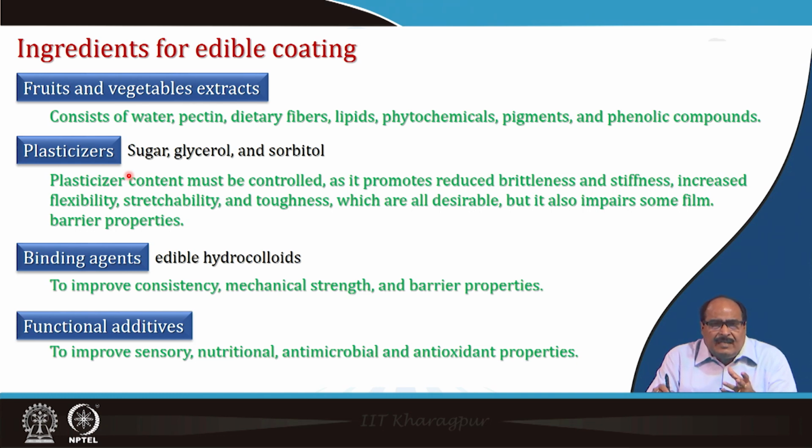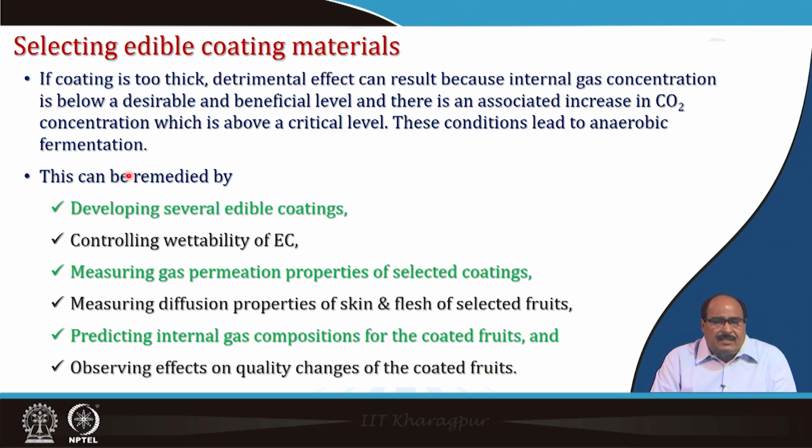Plasticizer content may be controlled as it promotes reduced brittleness and stiffness, and increased flexibility, stretchability and toughness, which are all desirable, but it also impairs some film barrier properties. So, the level of plasticizer in the emulsion mixture should be properly controlled. Also, it should have some binding agents like edible polysaccharides to improve the consistency, mechanical strength and barrier properties of the film, and the functional ingredients, as I told you earlier, to improve the sensory, nutritional, antimicrobial, antibacterial and antioxidant properties.